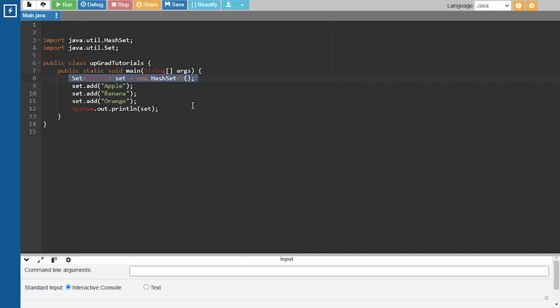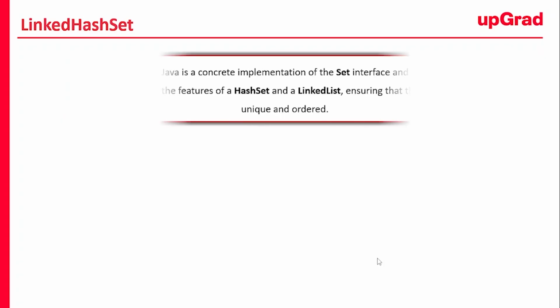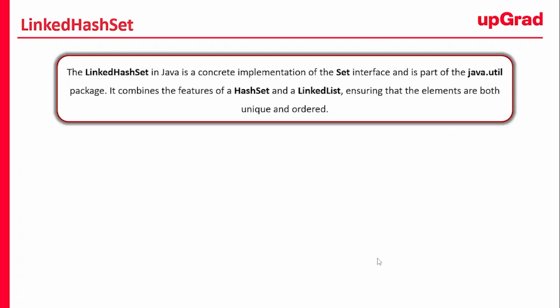Now coming to the LinkedHashSet. The LinkedHashSet in Java is a concrete implementation of the Set interface and is a part of the java.util package. It combines the features of a hash set and linked list, ensuring that the elements are both unique and ordered based on the order in which they are added. This makes it a predictable and well organized alternative to a regular hash set. It keeps track of the order in which items were added, so when you iterate over it, the items come out in the same order.